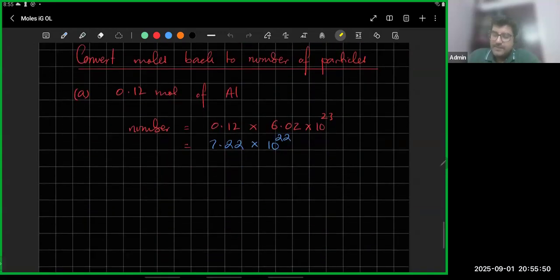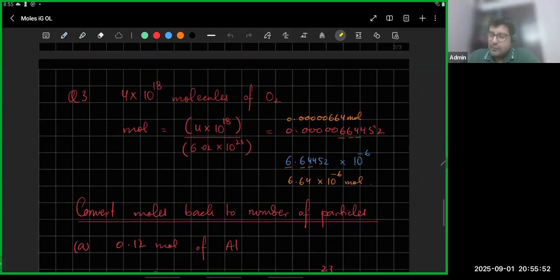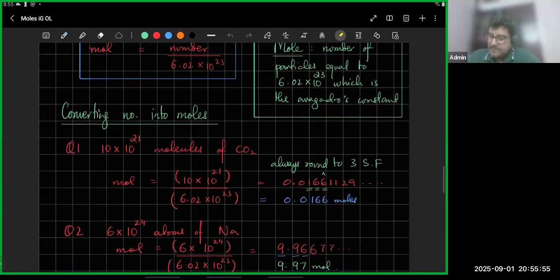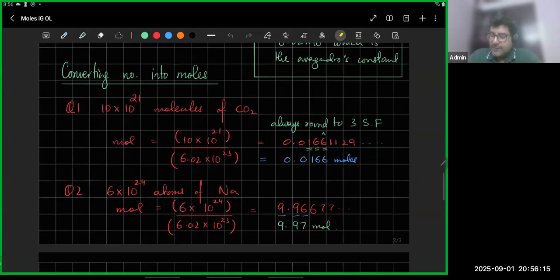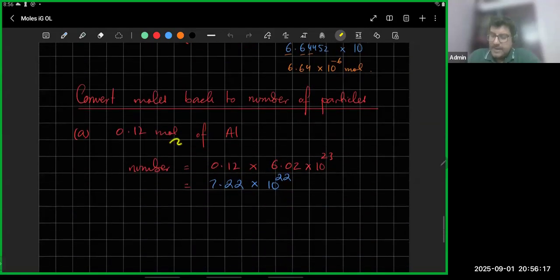If I want to go back, okay, we did that. So if you want to go back from the unit to the number, कहाँ पे गए? If I have 3 dozens and I want to convert it back into the number itself, I will multiply it by the unit. If I have 600 hundreds, I multiply by the unit itself. So if I have moles and I want to convert it back into the number, I take those moles and multiply by Avogadro's constant, or what a mole is.